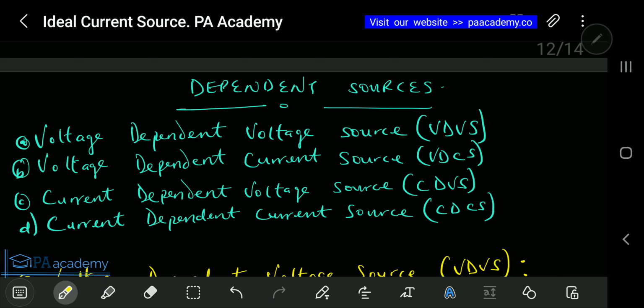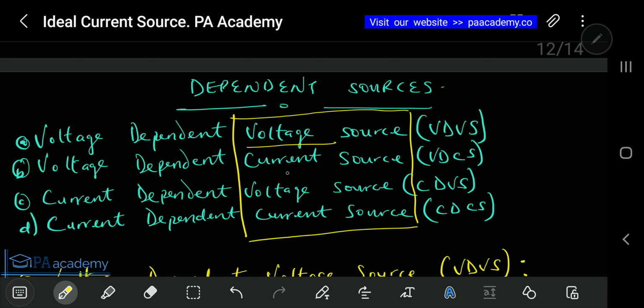Alright, so let's look at the four that you can see on the screen. We have the voltage dependent voltage source, the voltage dependent current source, the current dependent voltage source, and then the current dependent current source. Now this might look confusing to you because of the way it is arranged, but one thing you need to understand here is to just look at the last two things here. That will also help you.